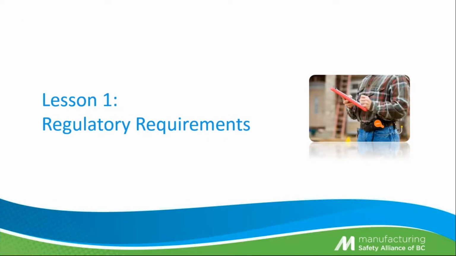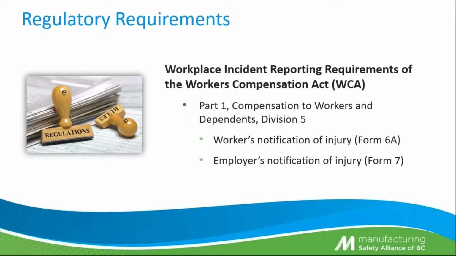So let's get started with lesson 1, regulatory requirements. This is a little bit dry, but we'll try to get through it fairly quickly. Workplace incident reporting requirements of the Workers' Compensation Act, or WCA, is broken down to Part 1, Compensation to Workers and Dependents, Division 5. In order for this to happen correctly, there's 2 forms that employers need to fill out. One is the Workers' Notification of Injury, which is a Form 6A.